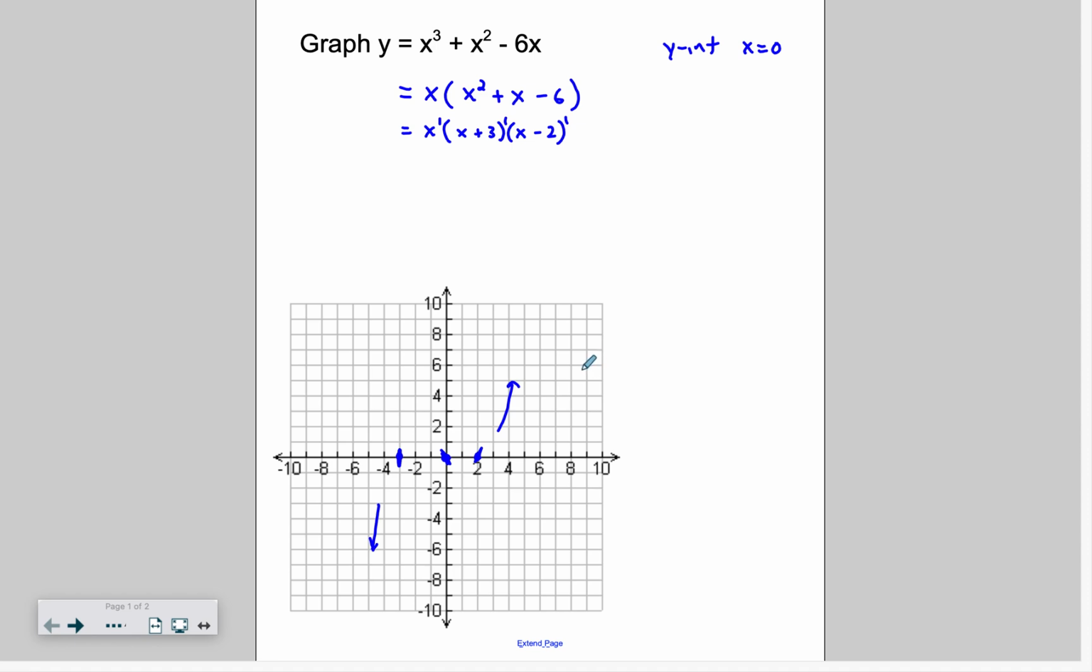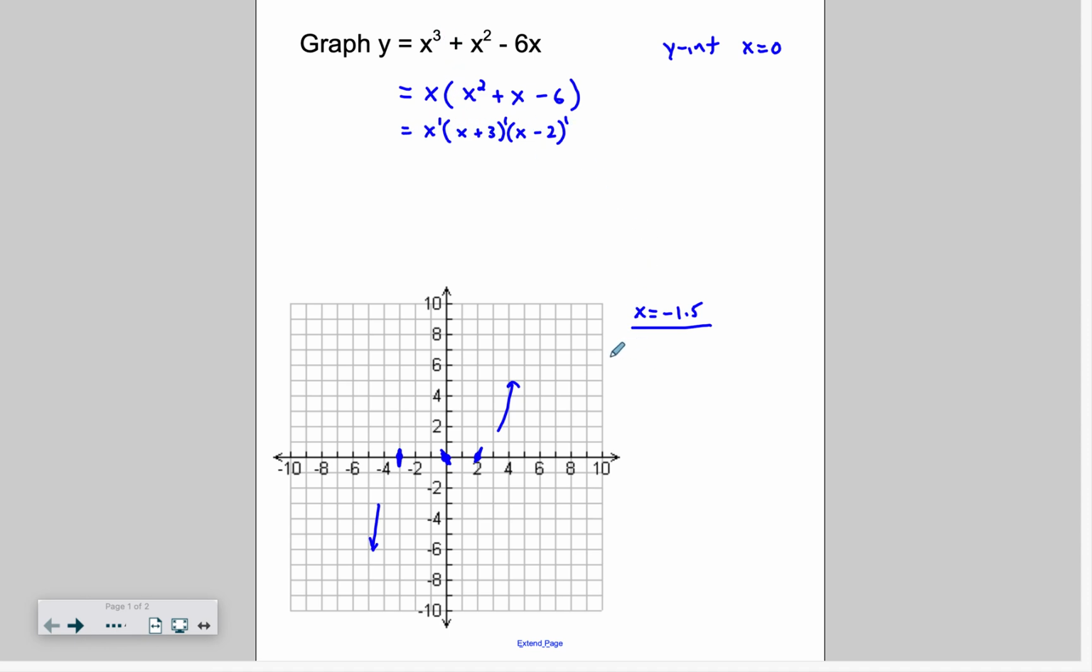Now, if you want to make this accurate, we would plug in a value halfway between our zeros to try and get an idea. So why don't we do that? So let's plug in x equals, what is that, -1.5. If we plug that in to our function, you can plug it in at any step that you want. I'm going to plug it in right here because I think this is the easiest.